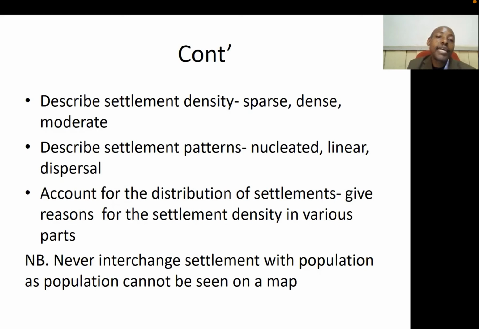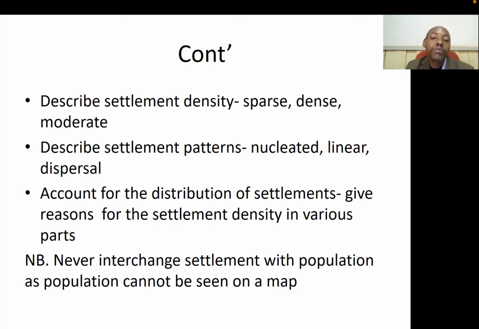Then, while you are describing settlement, remember also to mention the settlement patterns, where we have nucleated or clustered settlement patterns, linear, where dwellings occur along certain features like roads, edges of forests, along rivers, or dispersed, where the settlements are far apart. Account for the distribution of settlements.